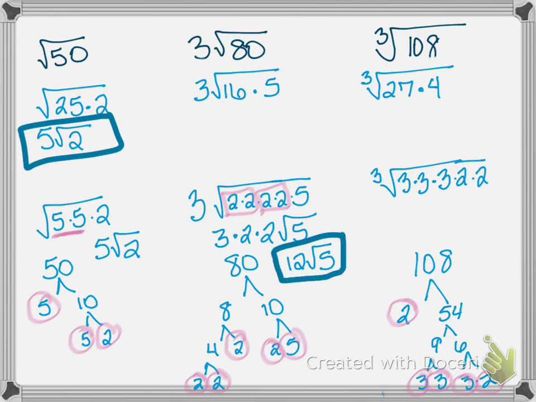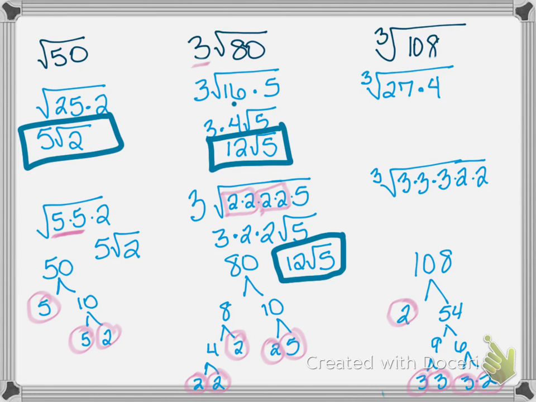Now, if you broke 80 down into the perfect square of 16, then you take the square root of 16, which is 4, and I would say 3 times 4 on the square root of 5. Did I get the same thing regardless of which way that I did it?